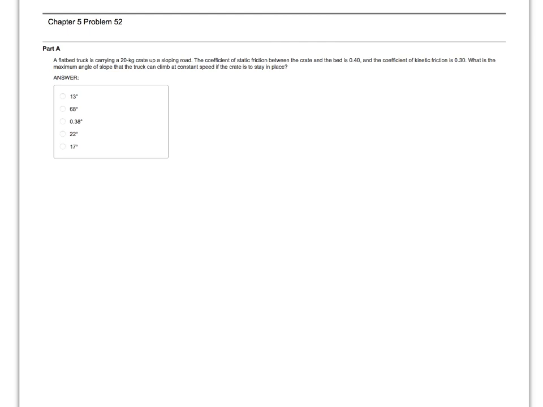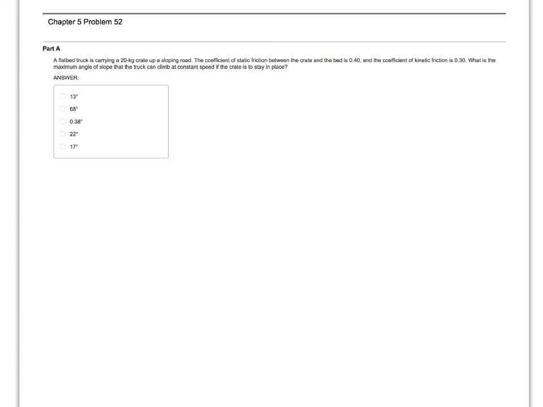Next problem here, we have a flatbed truck carrying a 20 kilogram crate up a sloping road, and we're given the coefficient of static friction between the truck and the bed, as well as the coefficient of kinetic friction. And we want to know the maximum angle that the truck can climb up at a constant speed if the crate is going to stay in place.